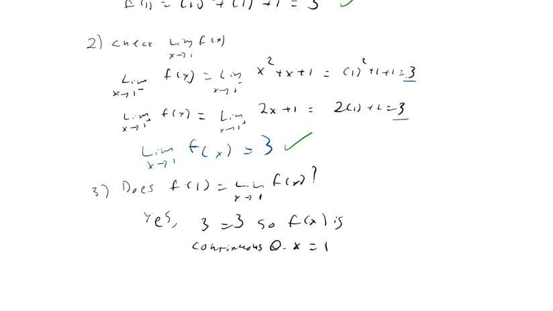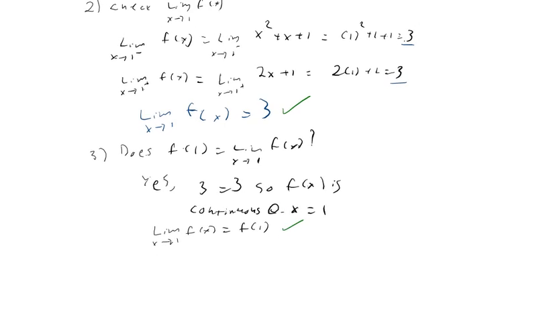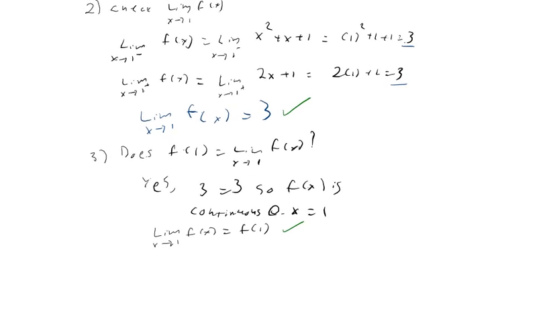I said here 3 equals 3. I could have said f of 1 equals the limit as x approaches 1 of f of x, or the limit as x approaches 1 of f of x equals f of 1. Check. We found the point, we found the limit, we found out if they are equal to each other, if they are continuous.